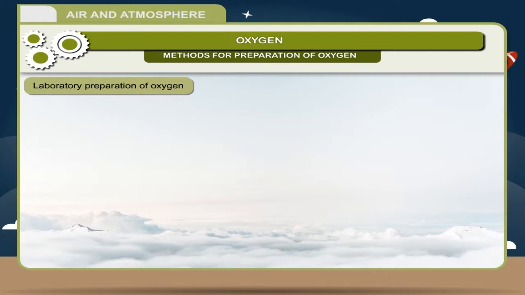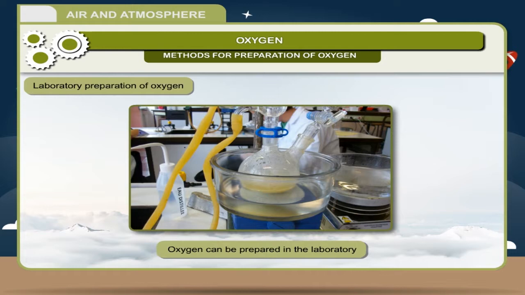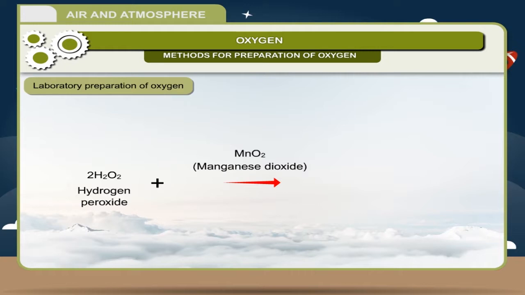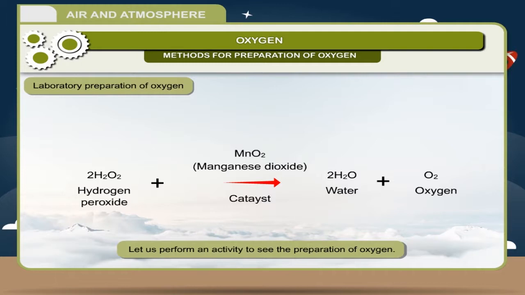Laboratory preparation of oxygen. Oxygen can be prepared in the laboratory by the decomposition of hydrogen peroxide using manganese dioxide as catalyst. Let us perform an activity to see the preparation of oxygen.